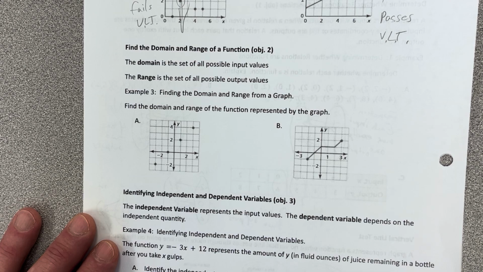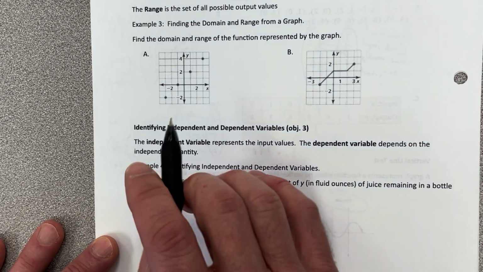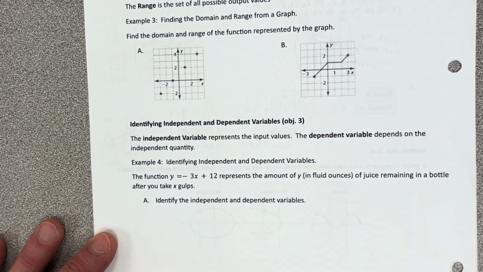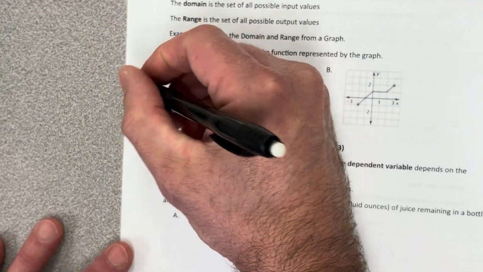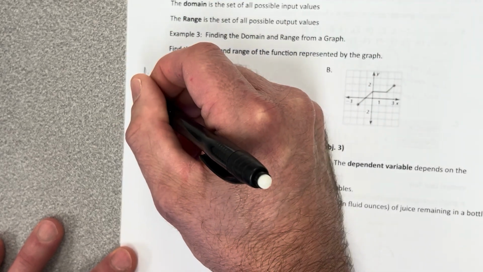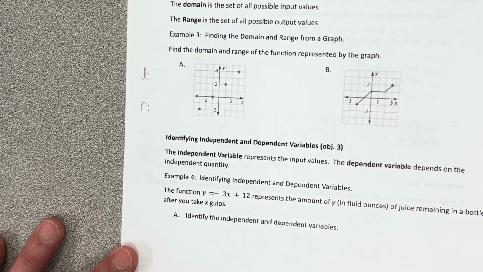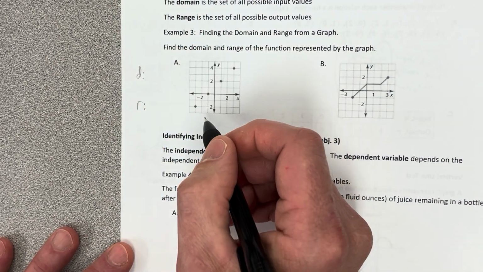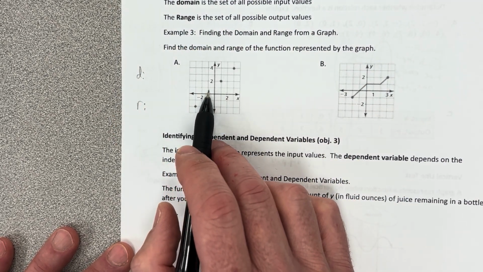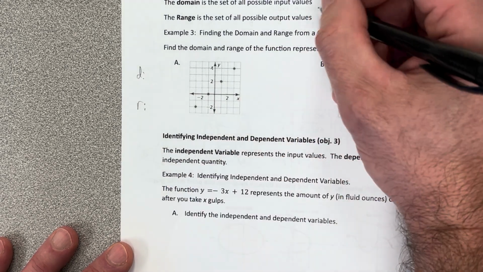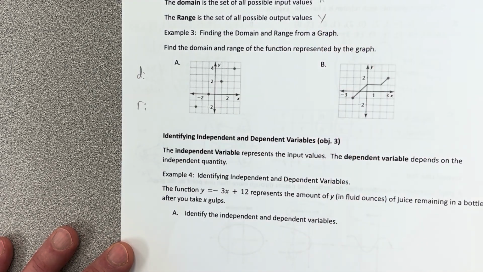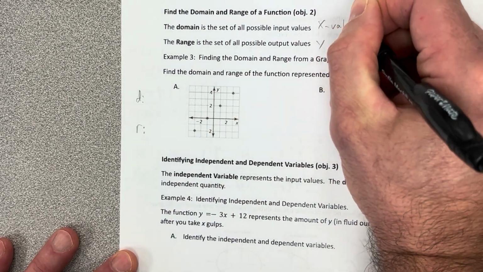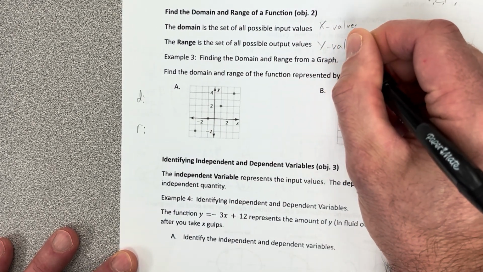Find the domain and range of the function represented by the graph. So they already told us it's a function, so it passes the vertical line test. That's cool. But they want us to write domain and range for the graph. Well, the domain is the set of all the input values, and our input values are the x values. Output values are the y values, okay? So x values, y values.